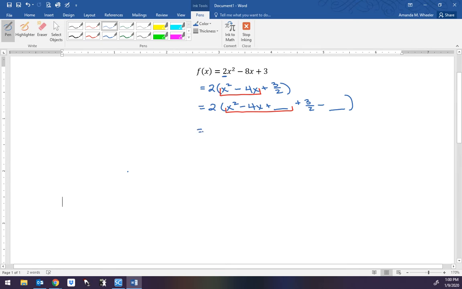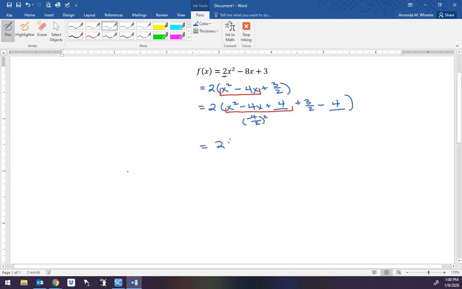All right, so when we complete the square, remember we take our b term, our coefficient on our linear term, our x term, divide it by 2, and square it. And that's what we're going to add to both sides. So negative 4 divided by 2 is negative 2, squared is 4.